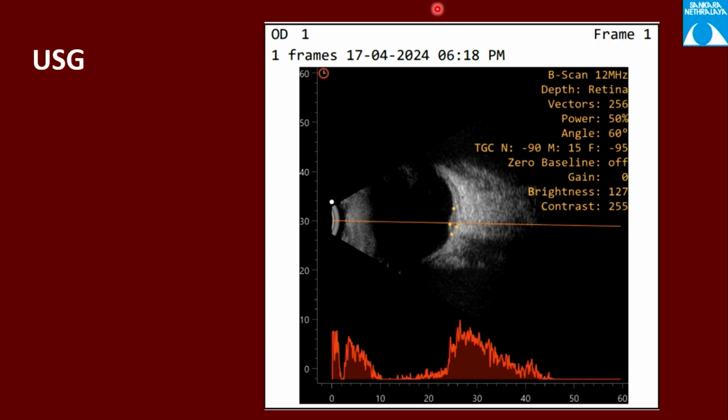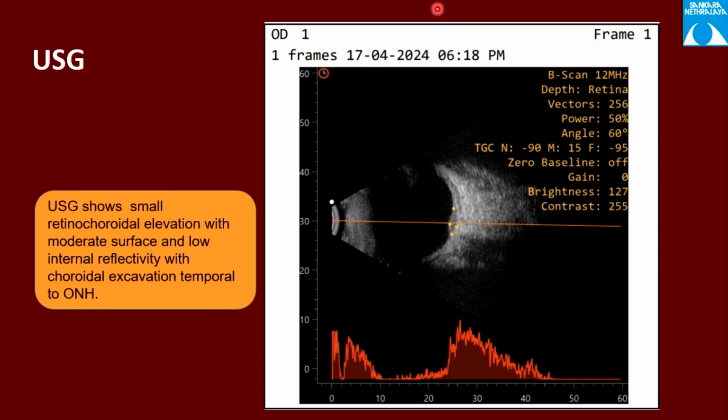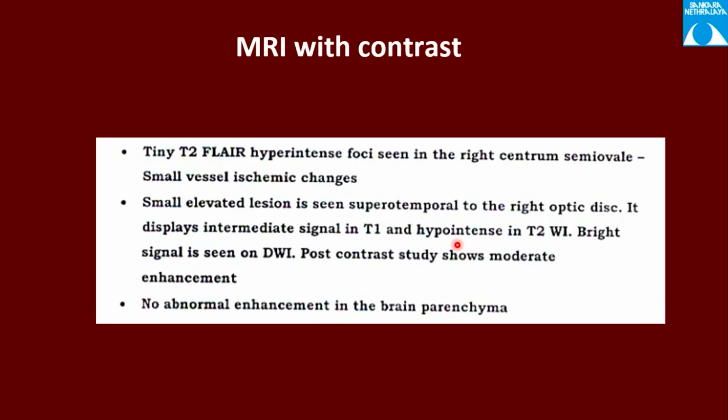Ultrasound was done. Ultrasound shows a small retinochoroidal elevation, with moderate surface and low internal reflectivity, with choroidal excavation also seen temporal to the optic nerve head. MRI with contrast was done. I don't have the image. It shows a small elevated lesion in the superior temporal right optic disc. It has an intermediate T1 signal and is hypointense on T2.